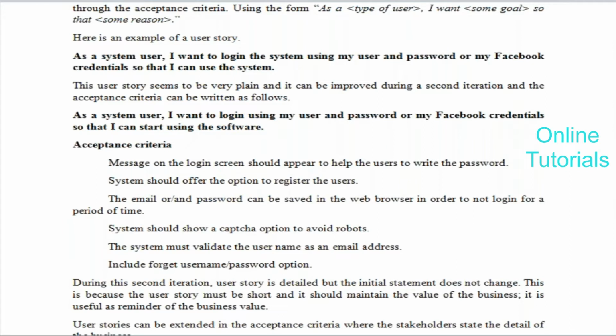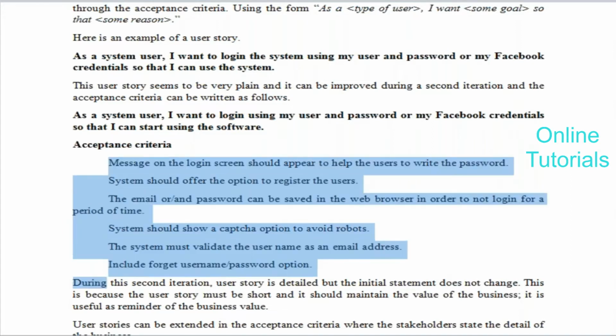So these are the acceptance criteria you have to follow. What are those acceptance criteria? A message on the login screen should appear to help the users. Okay, a login screen should be there. If there is a new user, a new user tab. So the first acceptance criterion is that a message on the login screen should appear to help the users to write the password. The system should offer the option to register the users.